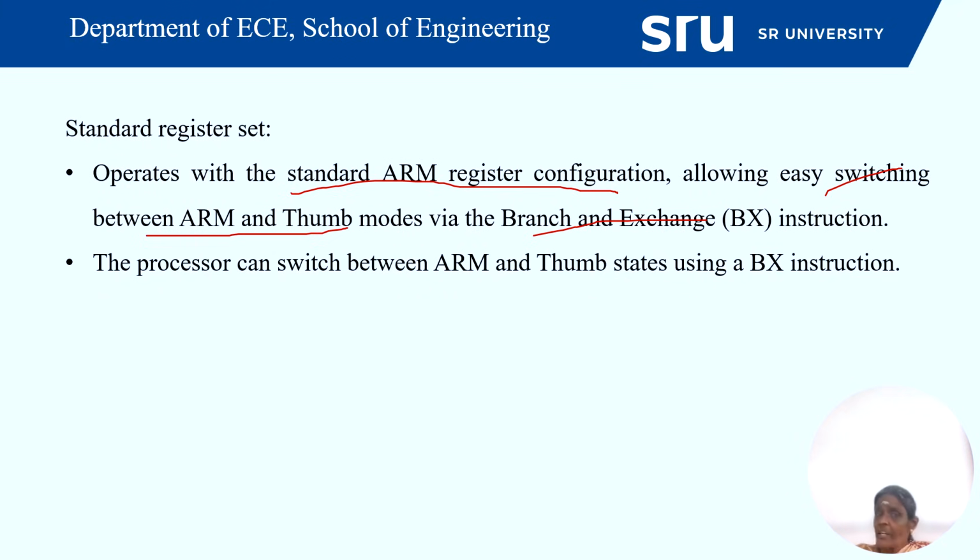The processor can switch between ARM and Thumb state using the BX instruction. So, BX instruction only enables the usage of 16-bit Thumb instruction. That means 16 to 32-bit ARM instruction or 32-bit to 16-bit Thumb instruction.